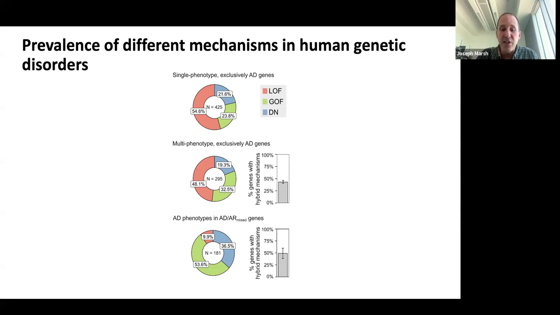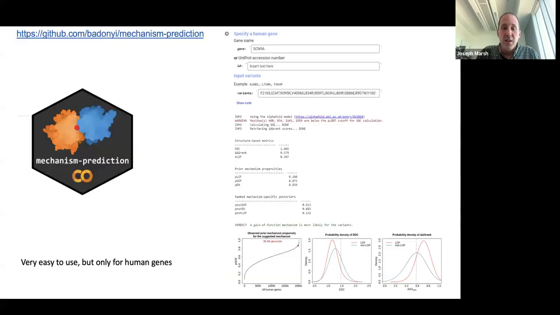And especially if we look at genes where there's a mix of dominant and recessive inheritance called within the same gene, we find that the disease is almost always driven by these kinds of non-loss of function, gain of function, dominant negative effects, which we think was really exciting. So we've made our tool available.